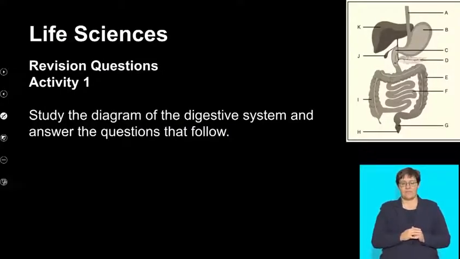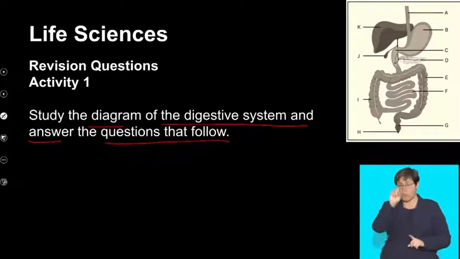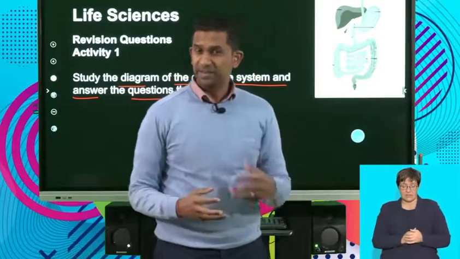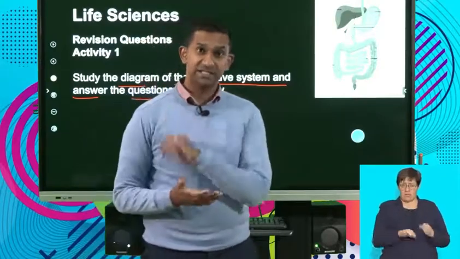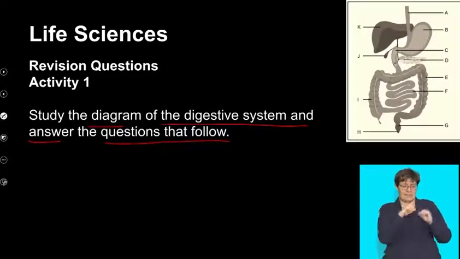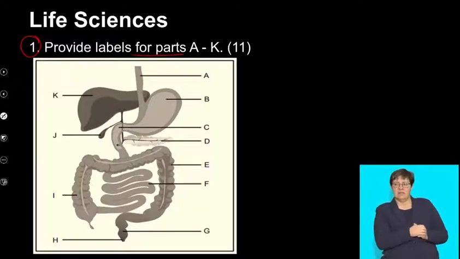Activity 1. Study the diagram of the digestive system and answer the questions that follow. Guys, we often know that in a question based on the digestive system it is important that you understand the digestive system. So here we've got the digestive system and we've got to label the parts, which is most probably going to be the next question. Let's look at that. So question 1, as anticipated, provide labels for parts labeled A to K, 11 marks.